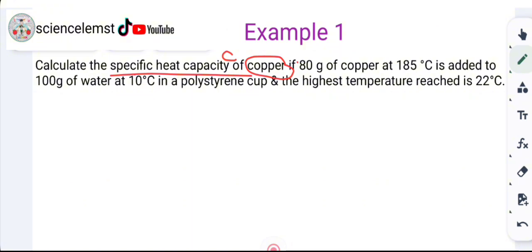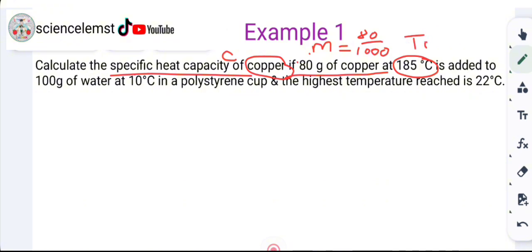And they're telling us that the mass of the copper is 80 grams. So the mass of the copper is 80 grams. I need to convert it to kilograms. Right? So I'm going to divide 80 by 1,000. Then they're telling me that it is at a temperature of this.